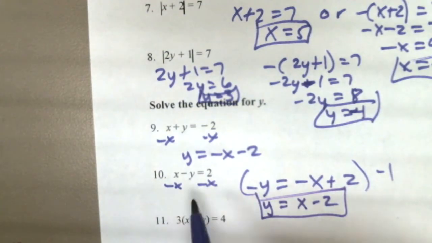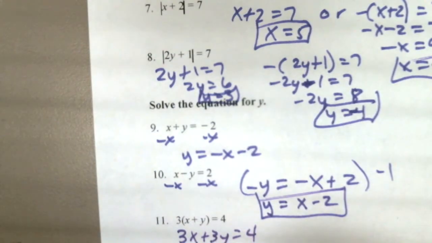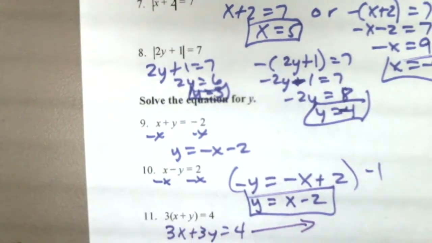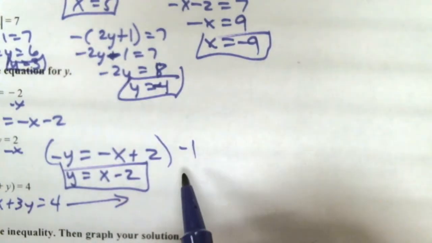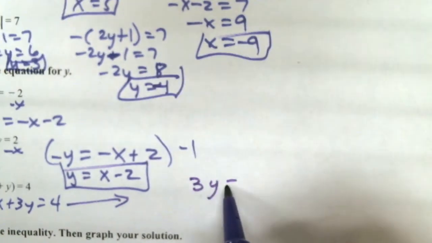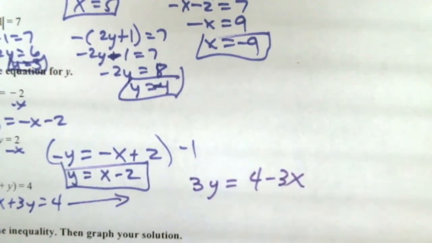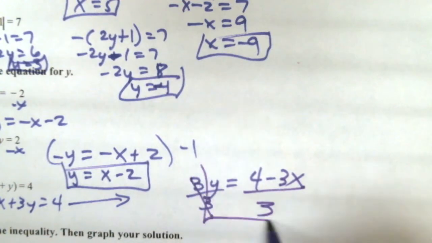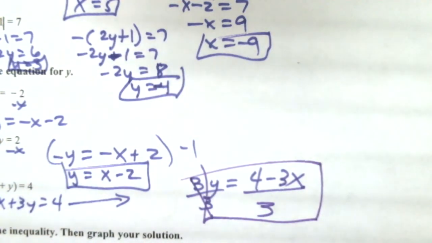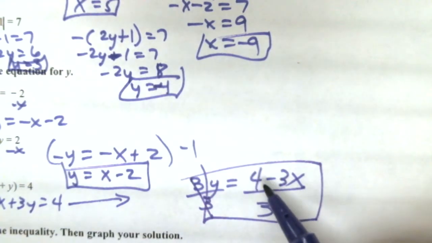Question number 11, I'm going to distribute my 3. 3x plus 3y equals 4. Subtract 3x from both sides. I'm going to get 3y equals 4 minus 3x. Dividing by 3, dividing by 3, I get y is equal to 4 minus 3x all over 3. We can't simplify these 3's because you'd have to be able to divide it also into the 4.